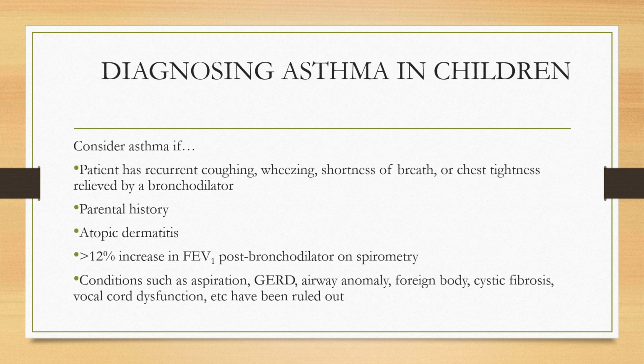Also, you have to rule out certain disorders, like I mentioned before, because a lot of children are misdiagnosed for asthma. You could have GERD, you could have some form of airway abnormality, you could have a foreign body in your airway, you could have cystic fibrosis, you could have vocal cord dysfunction. All of these things got to be ruled out to determine if the child has asthma.